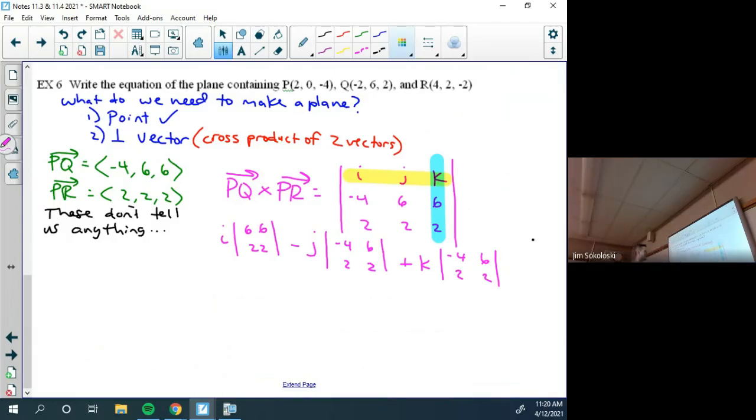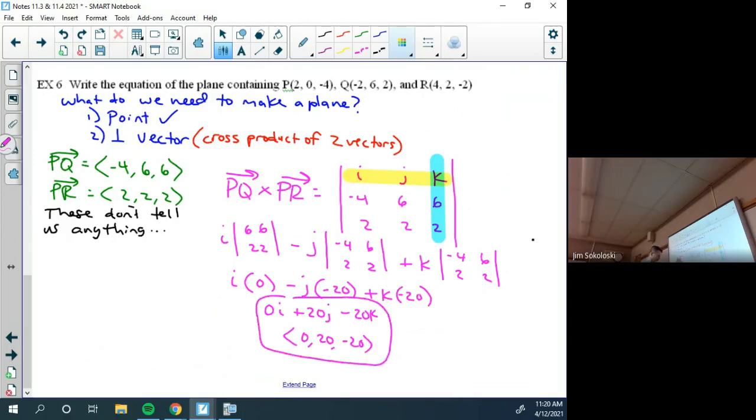All right. So now what this gives me is i times 0 minus j times (-8 - 12 is -20) plus k times, oh, that's another 20. -20. So I get my vector of 0i + 20j - 20k. You can give me that, or you can say <0, 20, -20>. It's up to you. It's your prerogative.